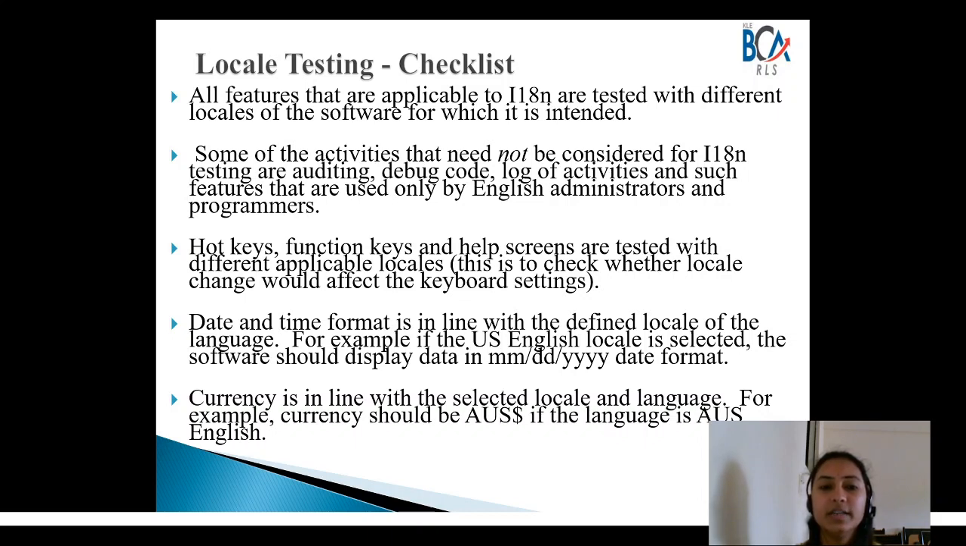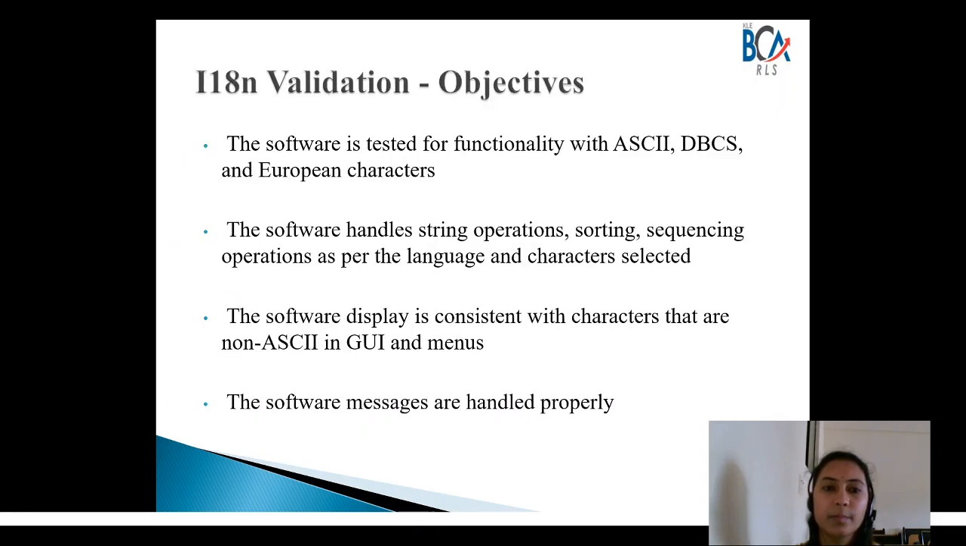And also date and time formats in line with the defined local of the language. For example, if US English local is selected, the software should display the date in the month, DD, YY date format. And currency is in line with the selected local and language. So for example, currency should be US dollar if the language is US English. If it is Australian English, it has to be Australian dollar.